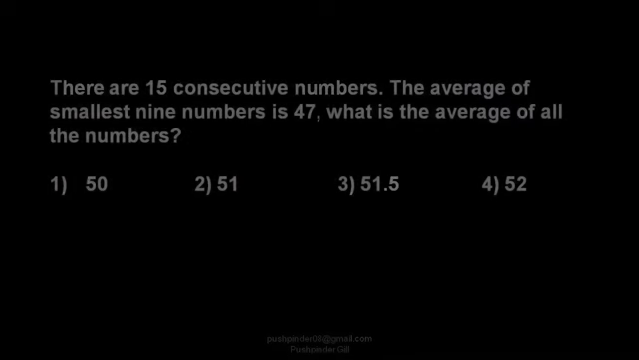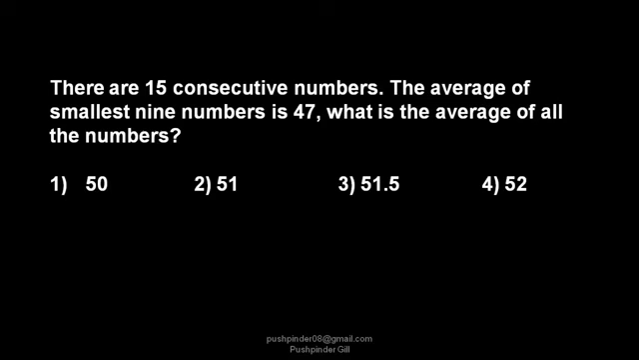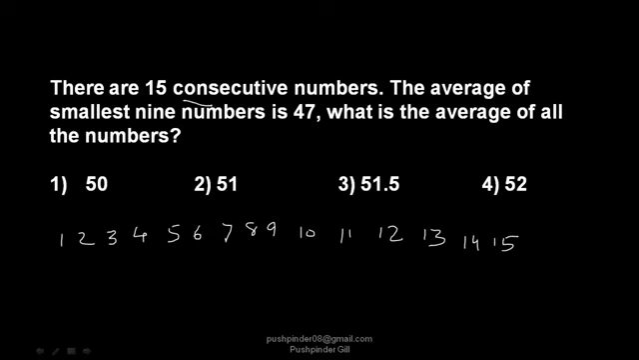There are 15 consecutive numbers. The average of the smallest 9 is 47. What is the average of all the numbers? Now this question is an amazing question. If you solve it with this technique, it takes very little time. So let's suppose there are 15 numbers. Let me list them down for your convenience. Let's suppose these are the positions of those numbers. So there are a total of 15 numbers, and they are consecutive.